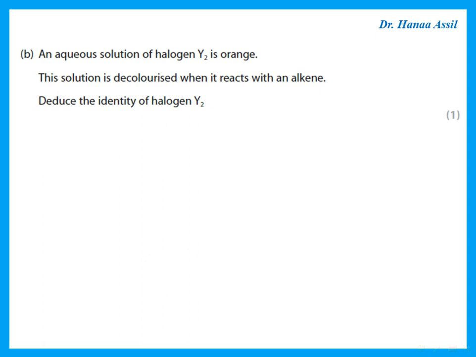An aqueous solution of halogen Y2 is orange. Now, you should know that halogens are fluorine, chlorine, bromine, iodine. Which of these is orange? Without any other information, you should know that bromine is the one that is orange. This solution is decolorized when it reacts with an alkene. That confirms that we're talking about bromine, because bromine is the one that reacts with alkenes and becomes decolorized. So identify halogen Y2: that is bromine.